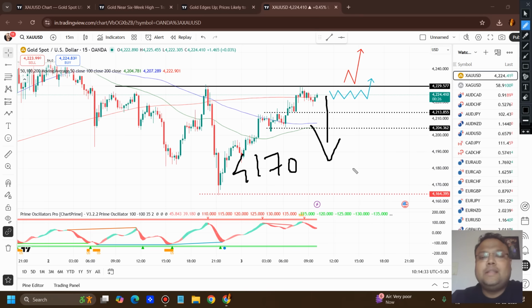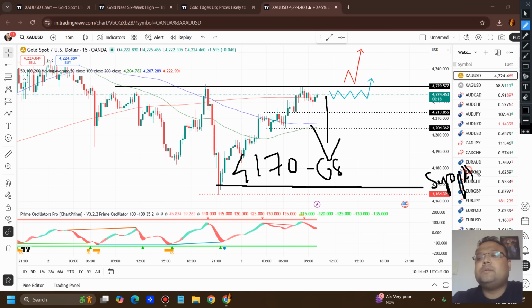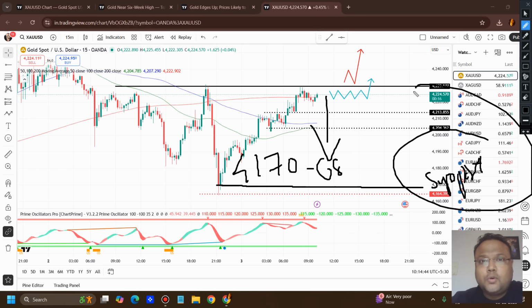Now around 4170, 4168, we can expect the market to take support. Yes, this is the support on the chart of gold. But just like yesterday, we have a support, that doesn't mean that we are going to get a trend reversal. No. As a day trader, we can expect a bounce of around 100 pips.